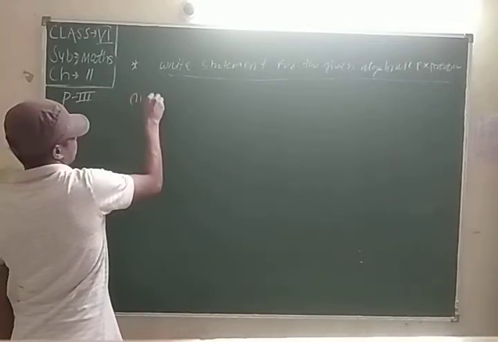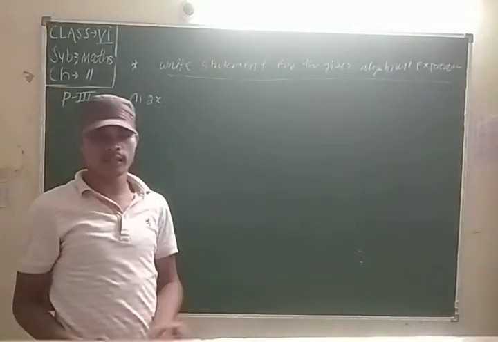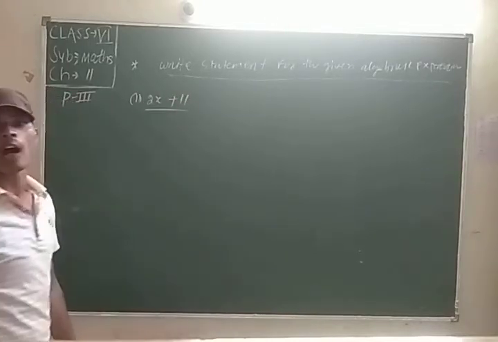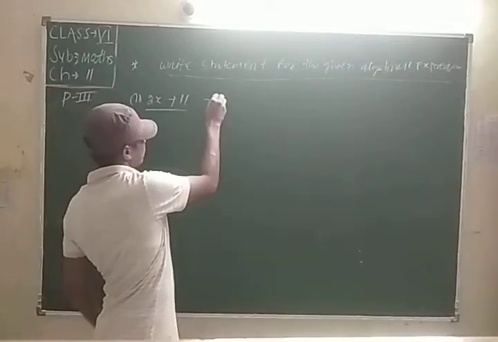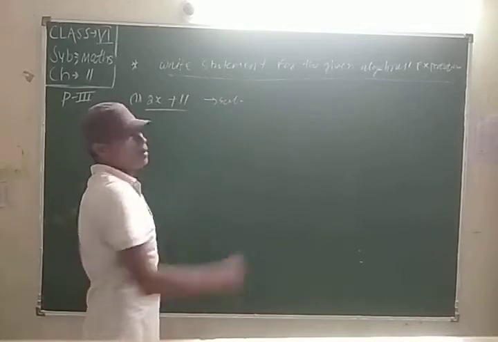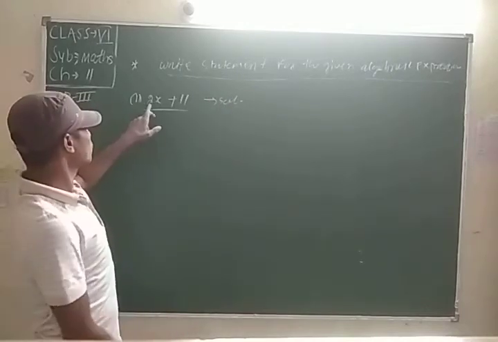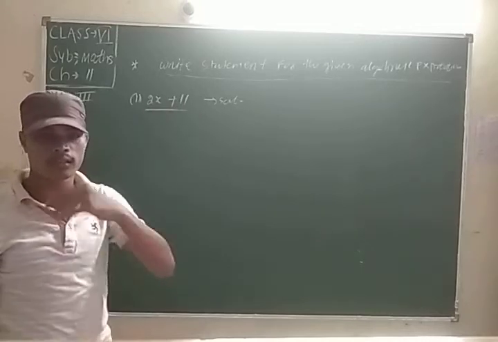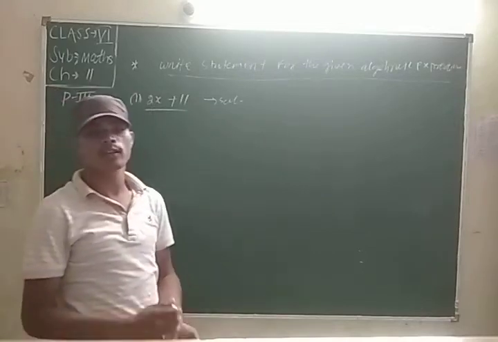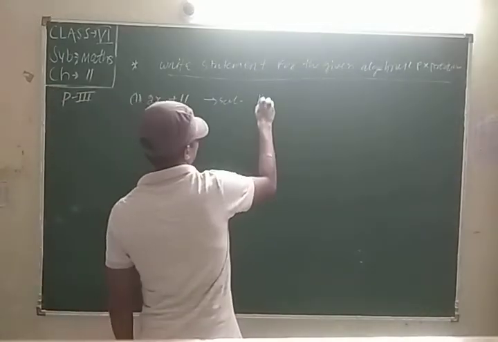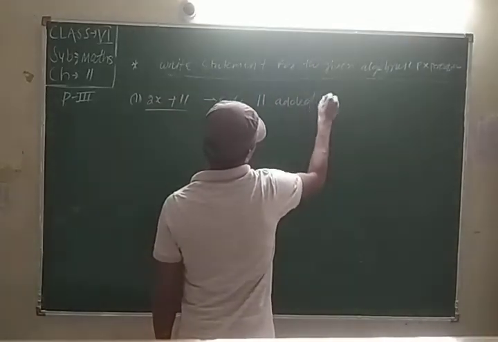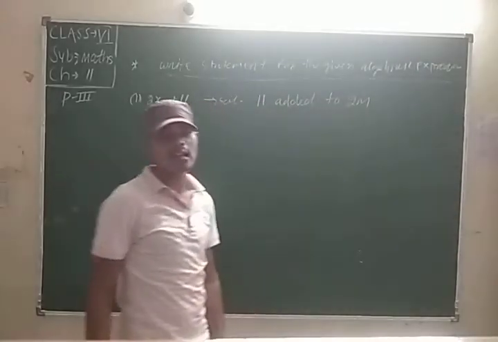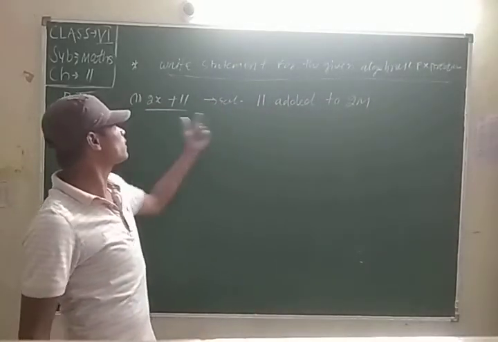First question is 2x plus 11. 2x plus 11 is an algebraic expression. Then how can we write the statement? Tell me, any idea about that? Here 2x means 2 is multiplied with x, plus 11. Plus means more than. We can also write 11 added to 2x. That is the first statement. This side is the statement, this is the algebraic expression.